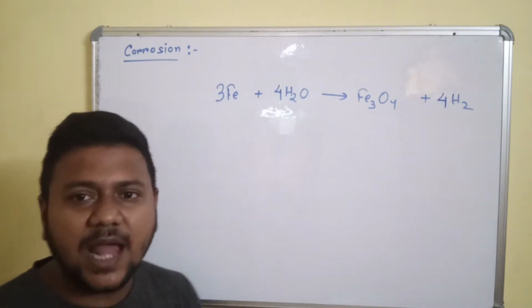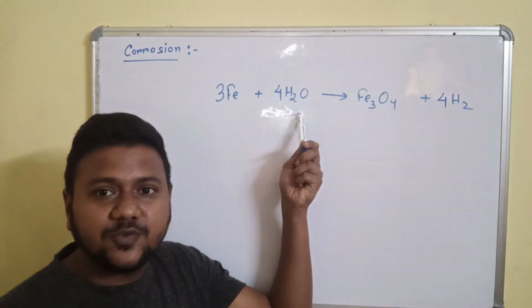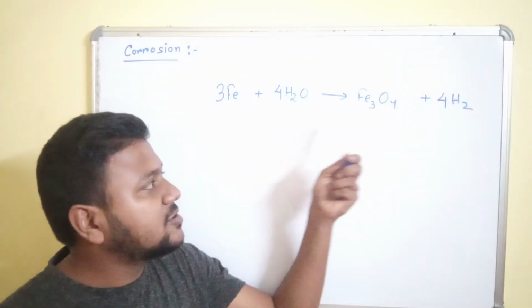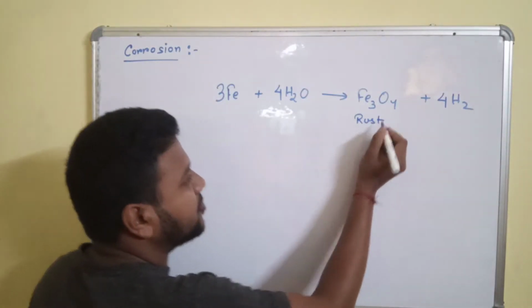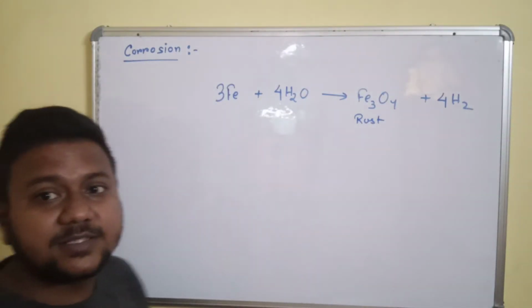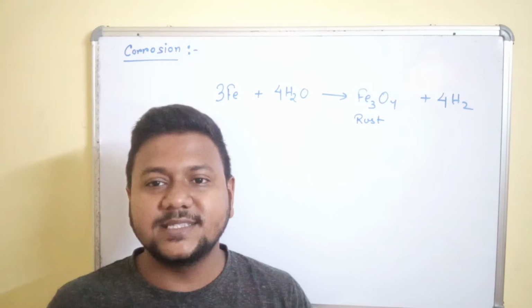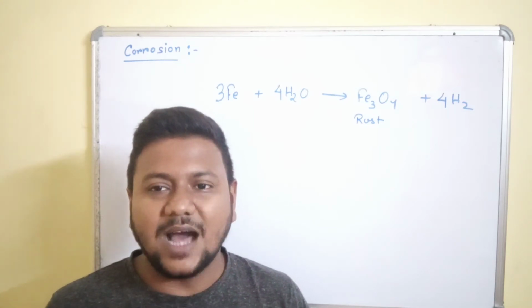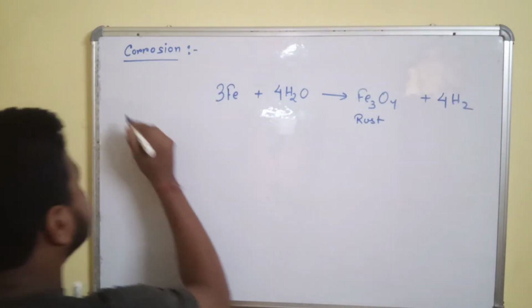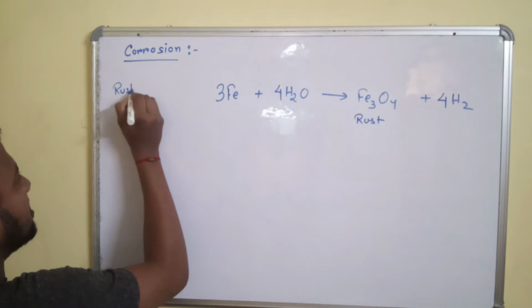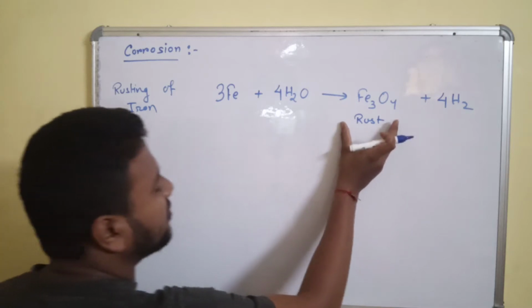So what happens when iron is kept in long exposure in the atmosphere? It reacts with the atmospheric moisture and results in the formation of a particular ferric oxide. This is called rust. Hope you know that rusting of iron causes the iron to get destroyed, or the surface of the iron is eaten up, or we can say the hardness of the metal is getting destroyed. So this particular reaction occurs when iron is kept in the open atmosphere. This reaction is called rusting of iron, and the formation of rust occurs.